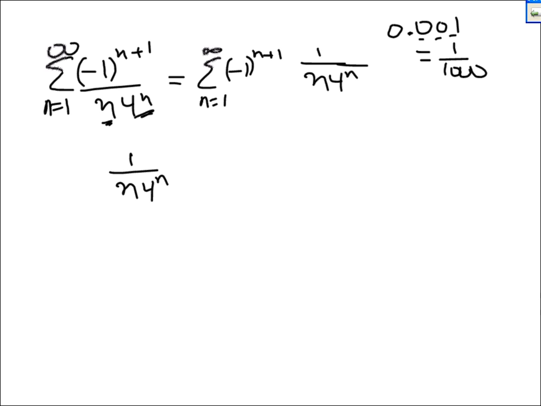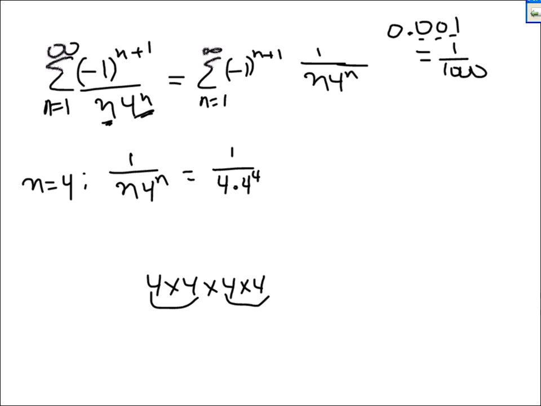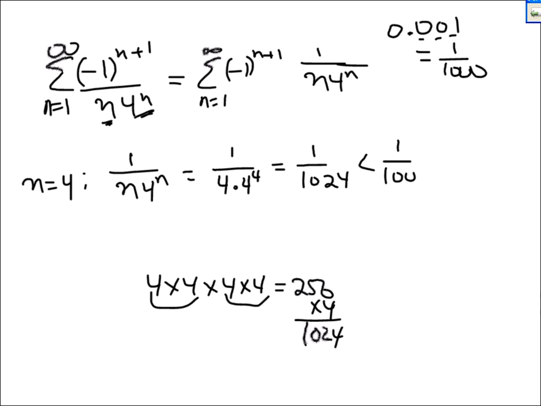Pick a value for n, maybe 4. So you get 1 over 4 times 4 to the 4. Well, 4 to the 4 is 16 times 16, 256. Times another 4 is 1024. So 1 over 1024. Now that was just a good guess on my part, because that number is smaller than 1 over 1,000.